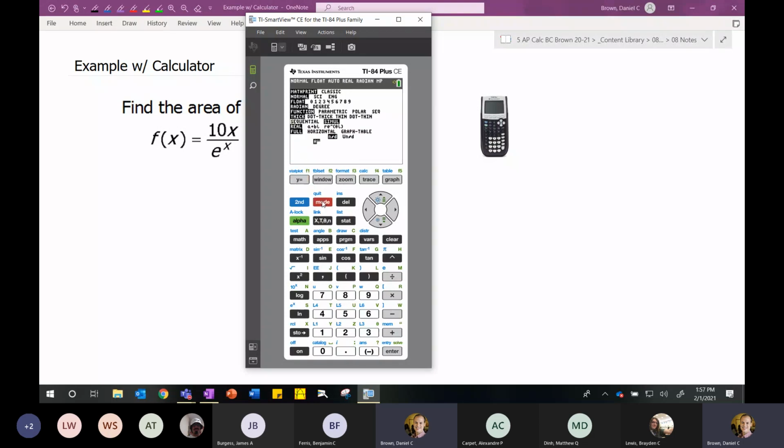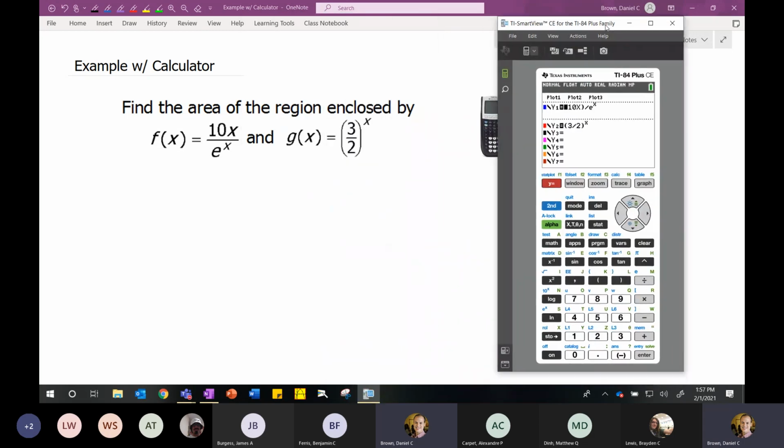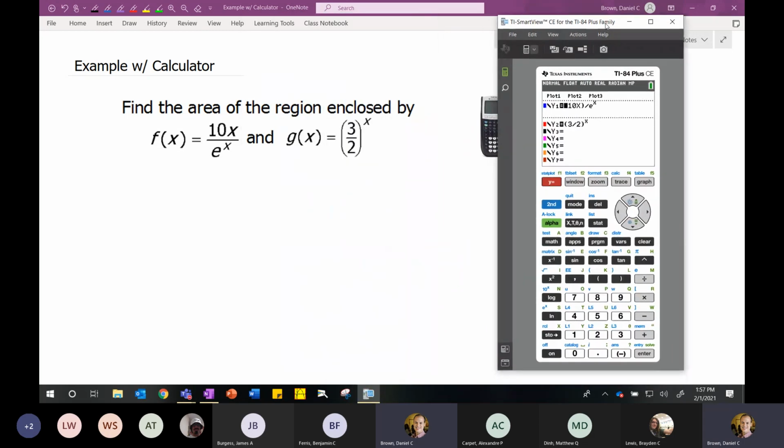Again, the setting I changed first is under mode. I changed that to simultaneous, and then I want to graph it. When it comes to graphing, I always recommend hitting Zoom 6 first, but you are going to have to get used to sometimes changing your window to better see the region. So there's mine, I can see the region. I am going to change my window just so I can focus a little bit better on what I'm looking at.